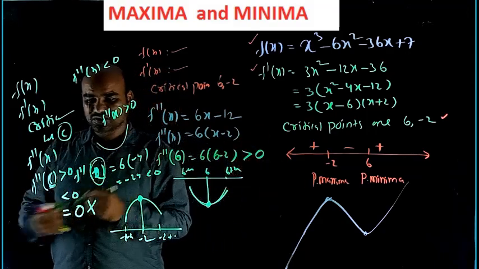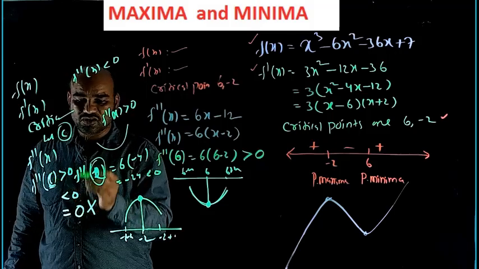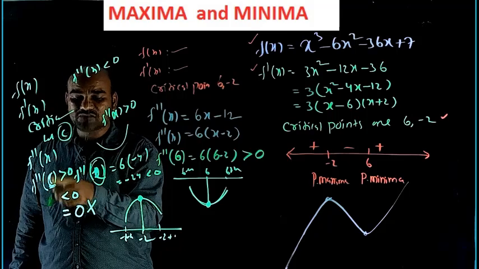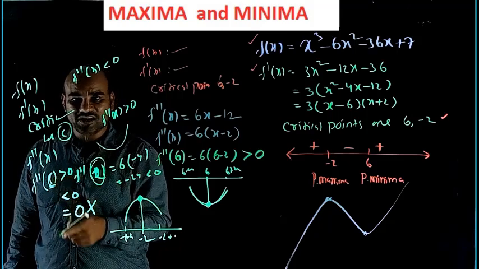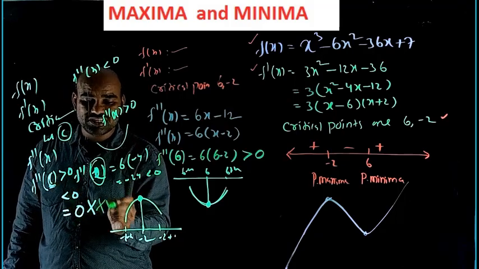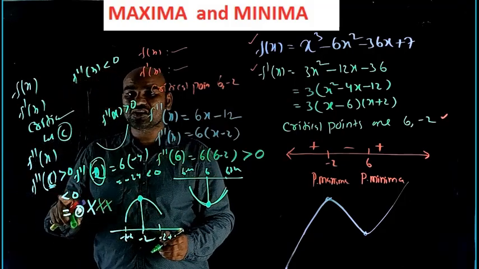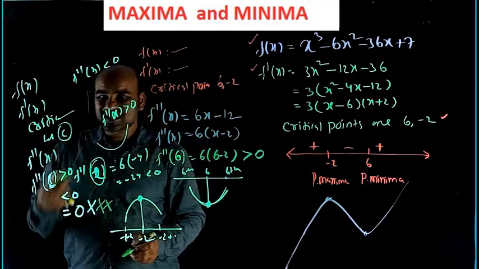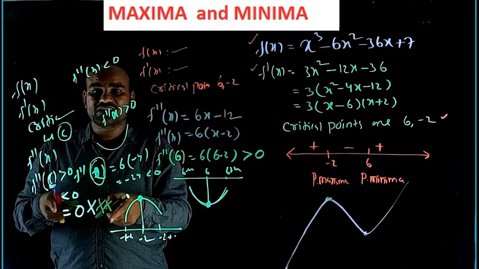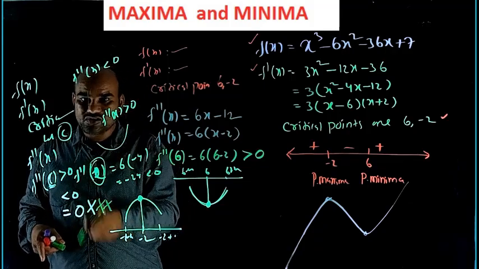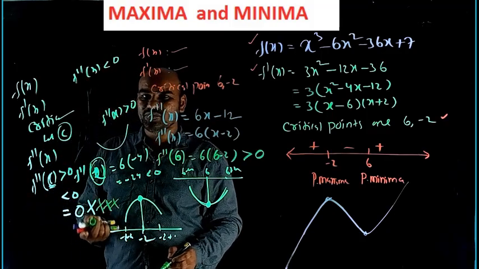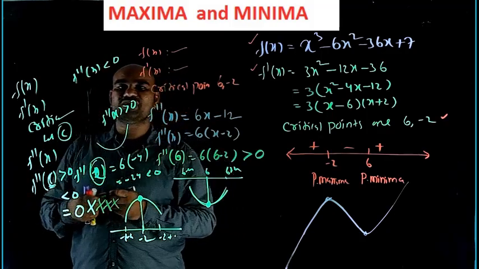Understood? F double dash of c greater than 0: you can say that c is the point of minima. F double dash of c less than 0: you can say c is the point of maxima. F double dash of c equal to 0: further investigation needed. It means here we can't conclude what c is. C may be a point of maxima or a point of minima, or neither; it depends upon further investigation. So here you can't conclude. After this step you can conclude that further investigation is needed, which means we need to use the nth order derivative test.